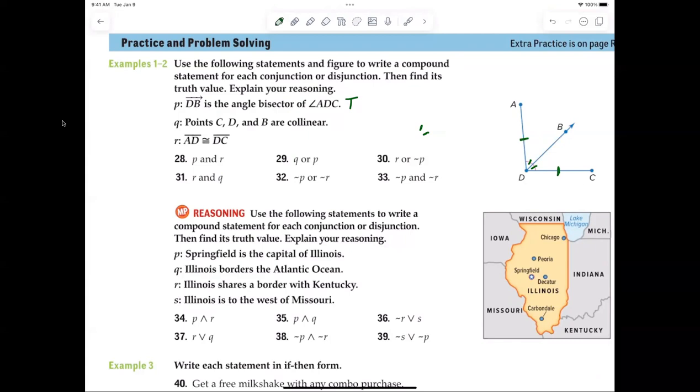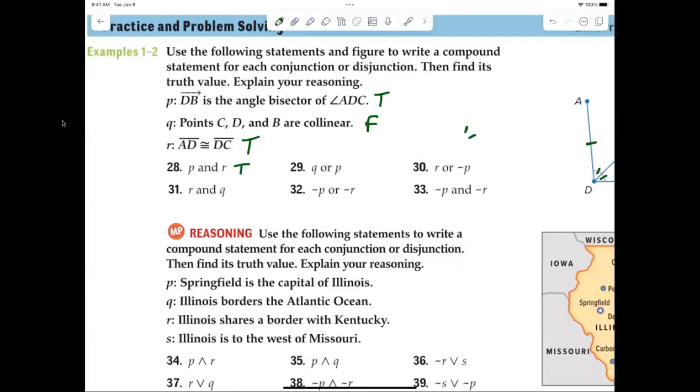Come on, guys. False. And AD is congruent to DC. True. So is 28 P and R? Is that a true statement? Yes. Agreed? Yeah, you can write true. I'm totally happy with it.